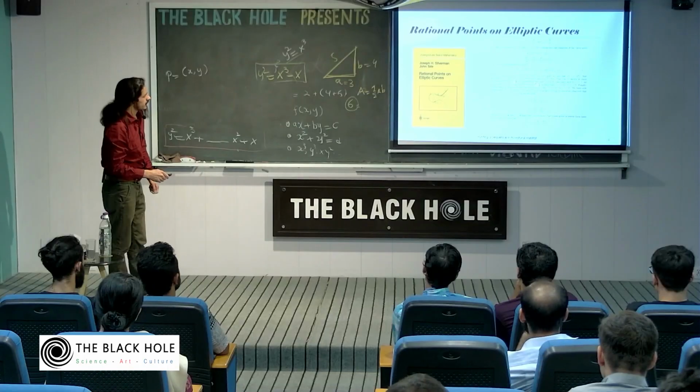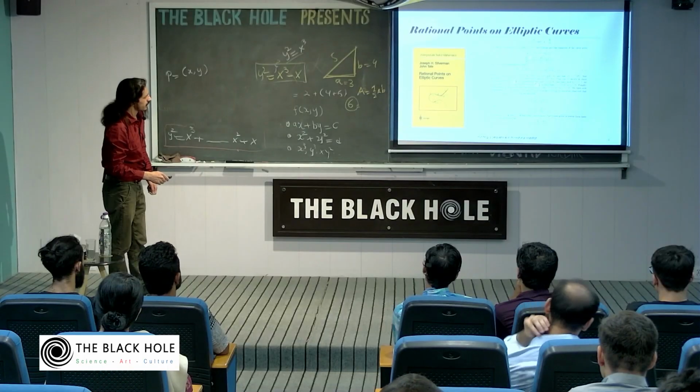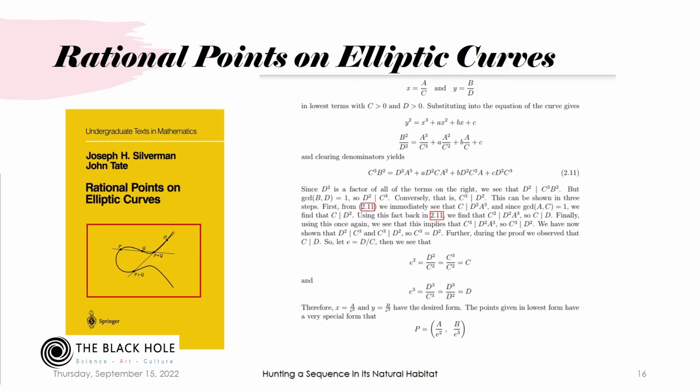Now we insert these two points in the equation. We are using the same equation, and we get this equation 2.11. Now simple divisibility rules can be applied to this equation, which show that c square divides d cube, and d cube divides c square, so they become equal. D square and c cube are the same.